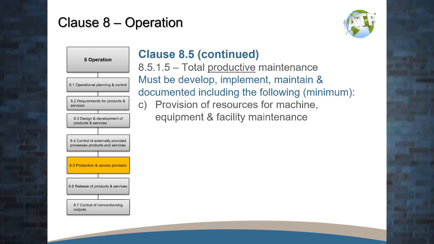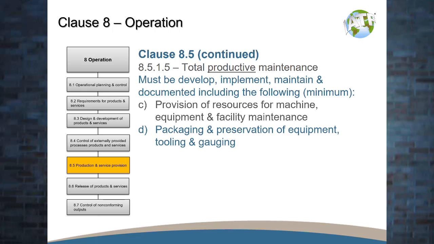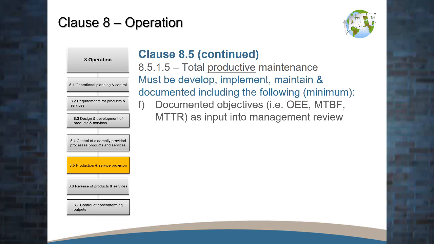C, provision of resources for machine, equipment, and facility maintenance. So what resources are needed? What do you need? And that should be documented to make sure you have adequate resources for machine, equipment, and facility maintenance. D, packaging and preservation requirements associated with equipment, tool, and gauging. E, applicable customer-specific requirements. F, documented objectives such as OEE, mean time between failure, MTTR, and these objectives are now required as inputs into management review.